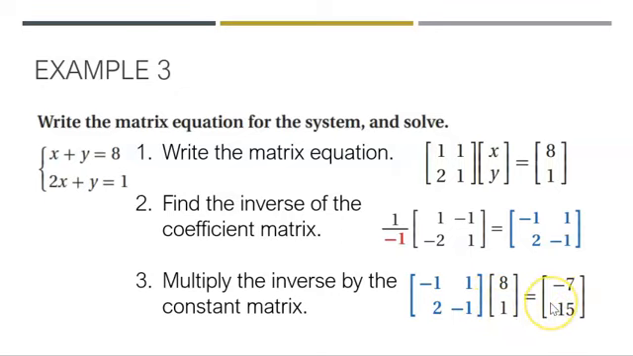Now this is what I like to call the answer matrix. And notice the x was on top and the y is on the bottom. So x is going to be negative 7 and y is going to be 15. And that's going to be my answer to this system of equations.